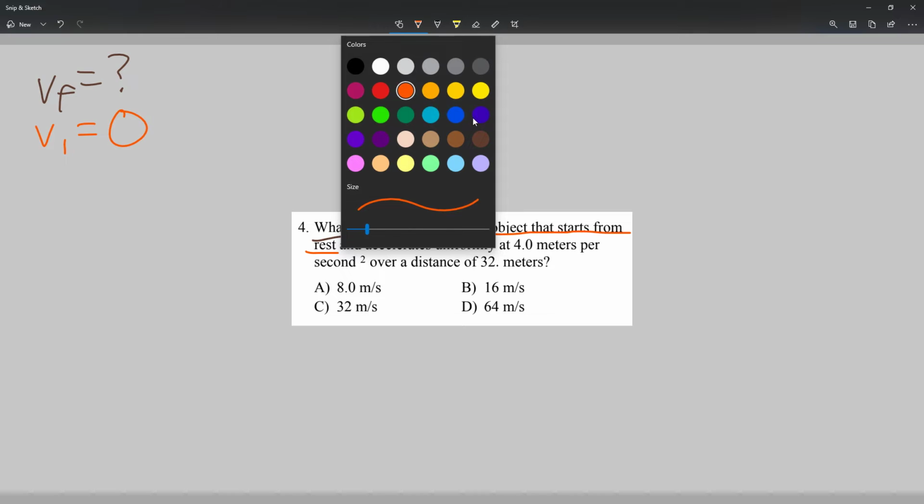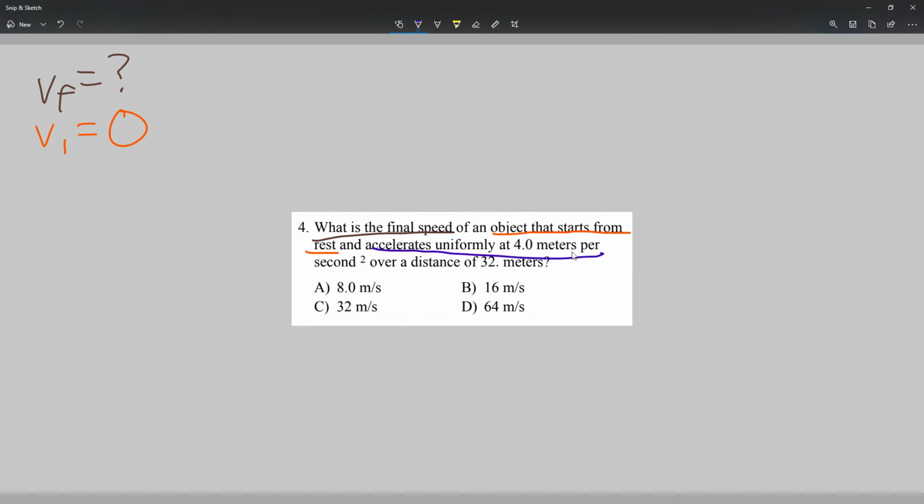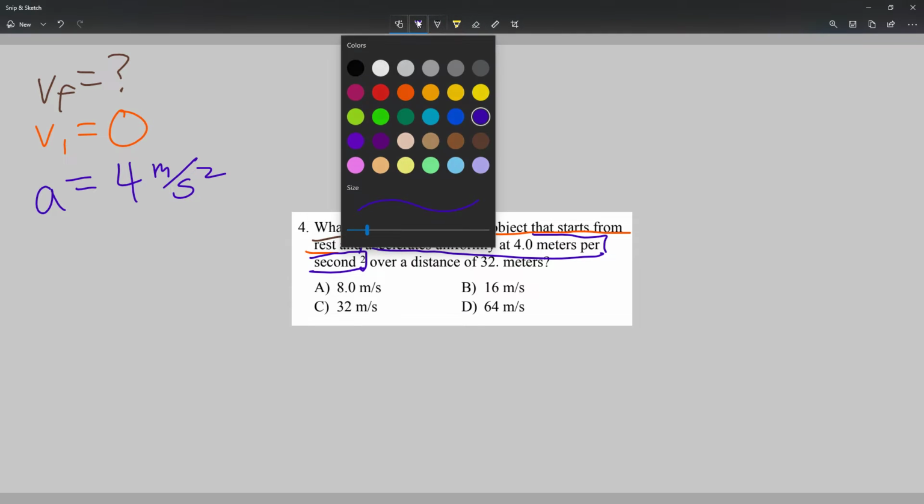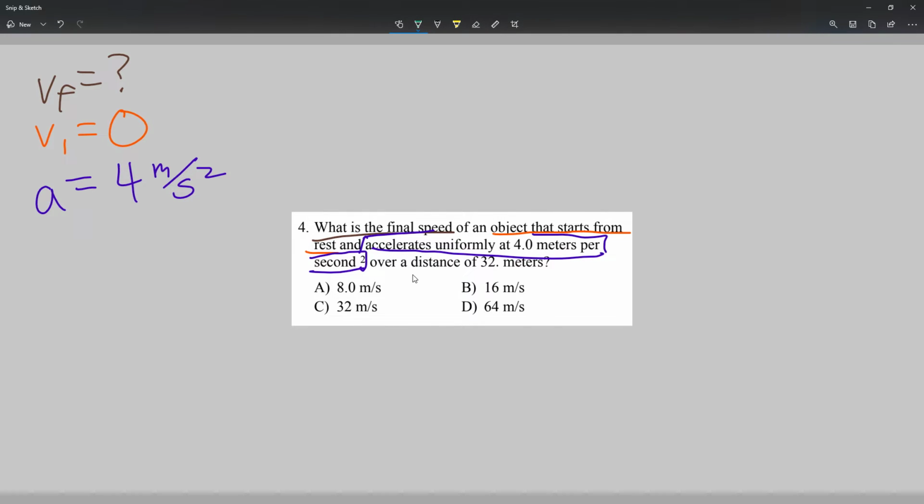Accelerates uniformly at 4 meters per second squared. Again, you see the unit, meters per second squared. You also see the context: accelerates at. So accelerates at 4 meters per second squared. So you know that's acceleration if you look at your cheat sheet. Is over a distance of 32 meters.